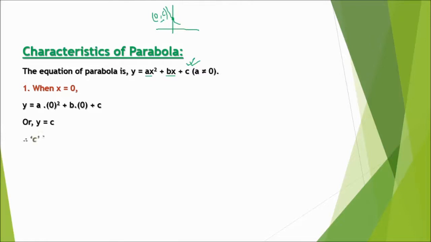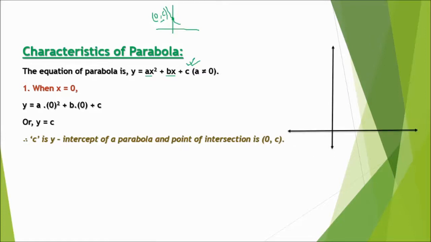So let's write it. c is the y-intercept of the parabola, the intercept made by the parabola with the y-axis, and the point of intersection is 0 comma c. At the point 0 comma c, the parabola meets the y-axis. Now let's see it in the graph also. We can see in the graph in this way. This point is exactly 0 comma c. This is the first characteristic, the y-intercept.